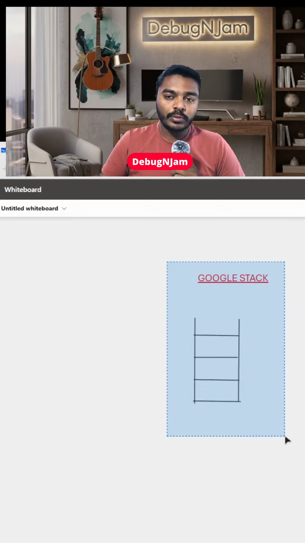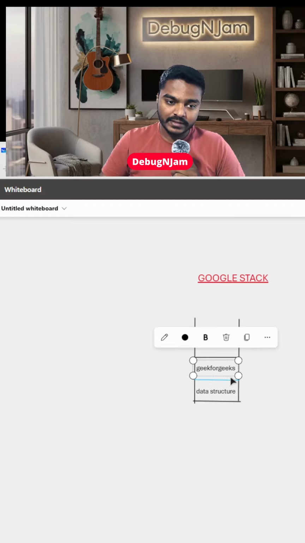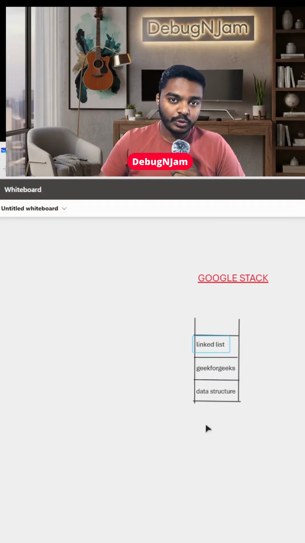Imagine this as your Google browser stack. Let's say you searched for data structures first, so data structures will be pushed to the stack. The push operation has been performed. Next you navigated to Geeks for Geeks, and this comes onto the stack. Finally, you went to the linked list documentation, and then this will be stacked. This is how the stack looks when you navigate.